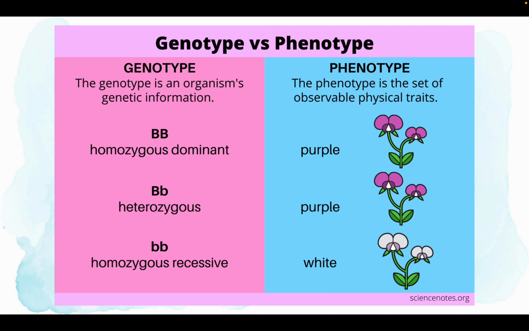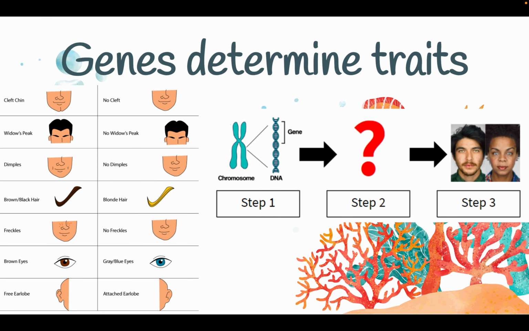Here's a great illustration that shows genotypes versus phenotypes. Genotypes, like we said, are an organism's genetic information, and that genetic information determines what we look like, or our observable physical traits. And we can see that here in these photos with these flowers. So you need to know that genes determine our traits.